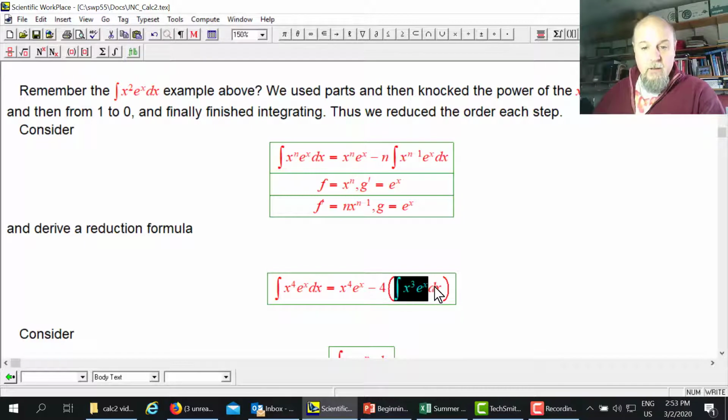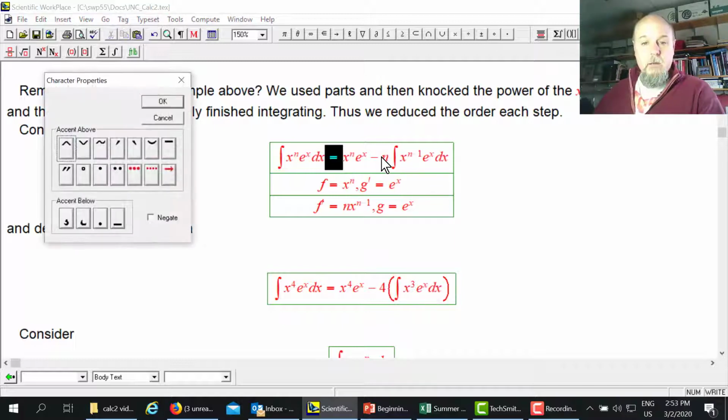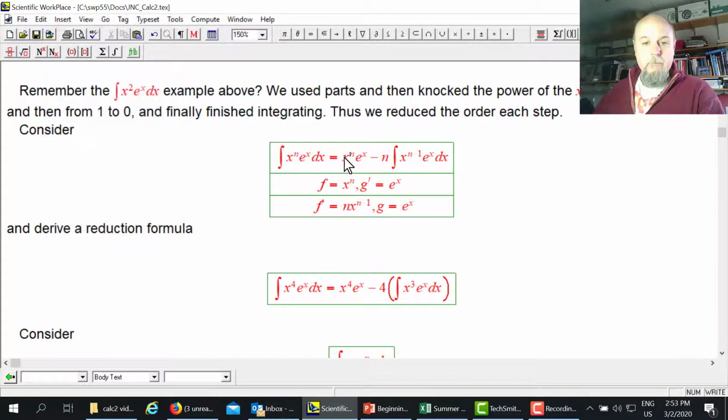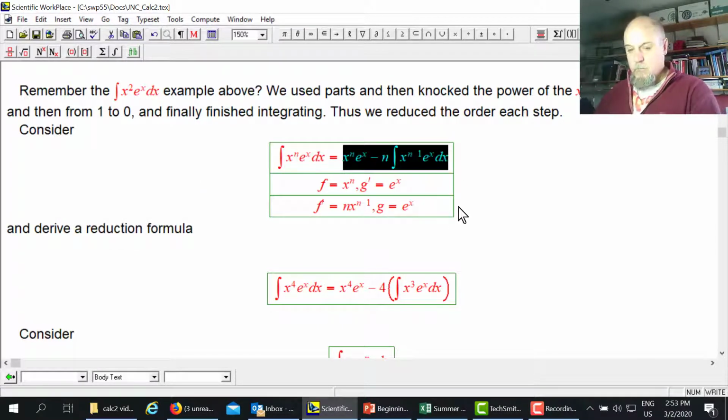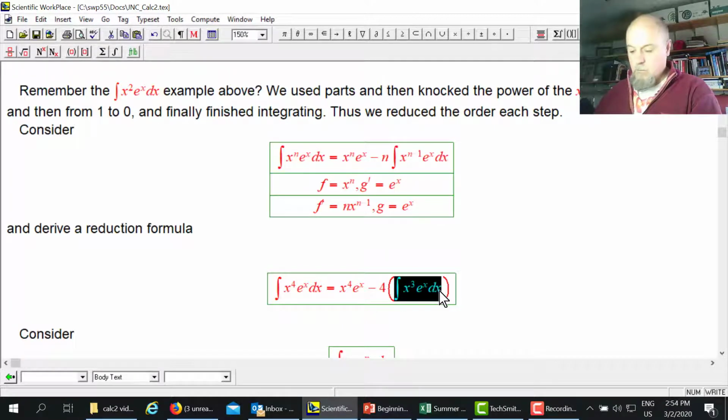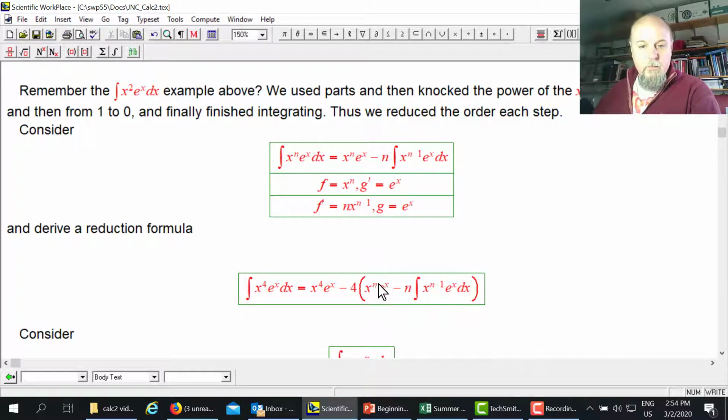But in this integration, n is equal to 3. So I'm going to take this piece, I'm going to put my reduction formula in here, but everywhere there's an n, I'm going to put a 3. So that's going to be x cubed, 3. 3 minus 1 is 2.